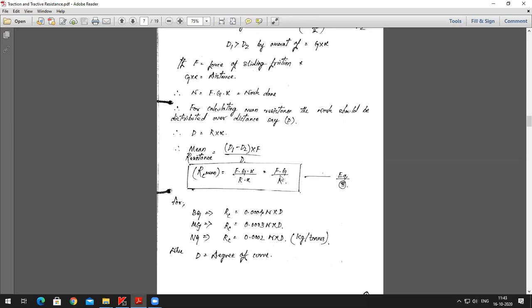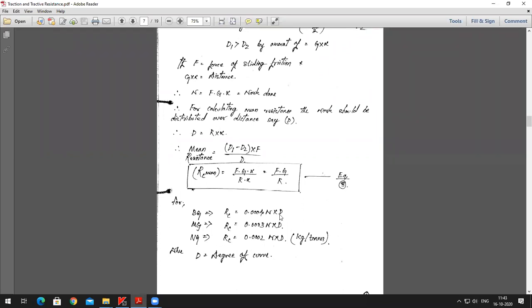When you substitute, you get the resistance due to curve for these three different gauges that we use in Indian Railways. So RC for broad gauge would be 0.0004 times W into D. Similarly, for meter gauge, RC would be equal to 0.0003 times W into D. Similarly, for narrow gauge, it would be 0.0002 times W into D. Now, this resistance would be in terms of kg per ton.